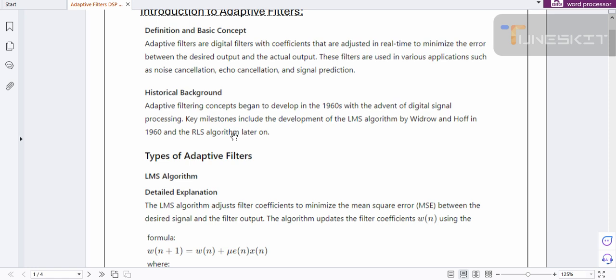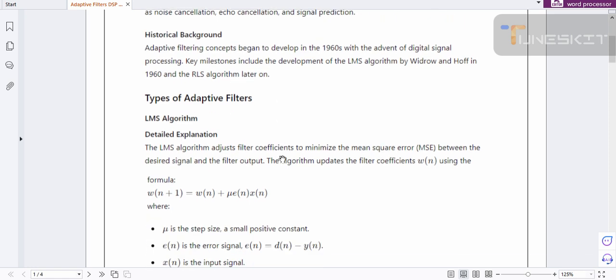So let's move towards the types of adaptive filters. Basically there are two main types of adaptive filters. The first one is the LMS algorithm, and the second one is the RLS algorithm. So let's discuss first the LMS algorithm.